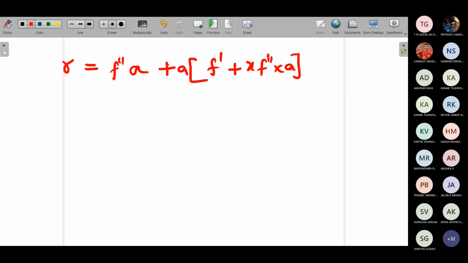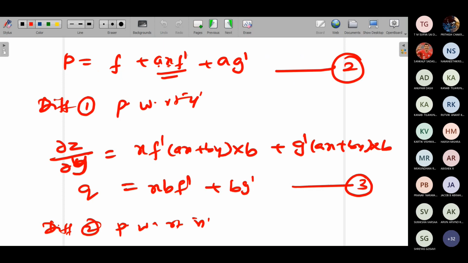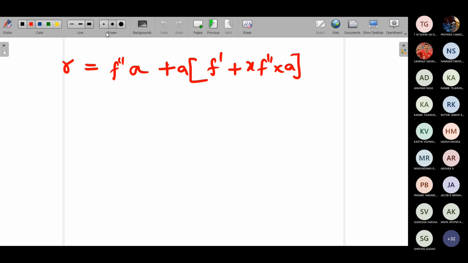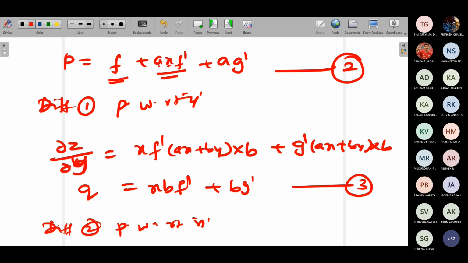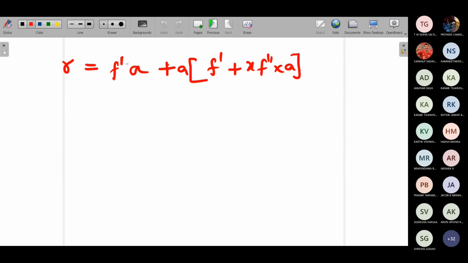Ma'am, how did the first term become f double dash? Sorry, it is f dash. First term is f dash only, dear. Sorry, it is f only, it will become f dash. So a into x will be 1, so f dash we will get as such. Then the second term will be x into f double dash into a.